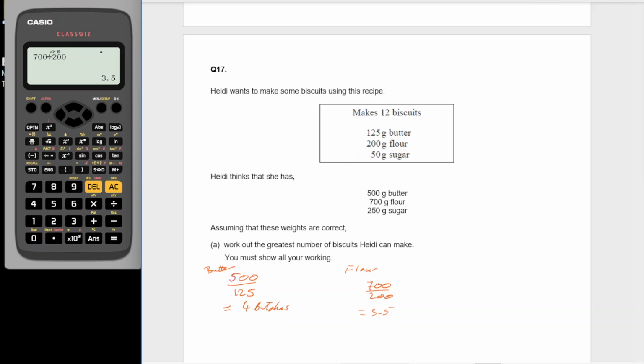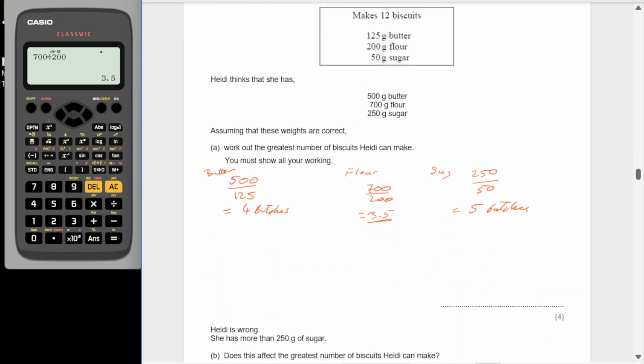And then finally, if we look at sugar, she's got 500 grams and she needs 50 grams. No, sorry, she's got 250 grams. And she needs 50 grams for each batch, so she's got enough for 5 batches. So the limiting factor here is flour. She's only got enough flour to make 3.5 batches, so that is the amount that she can make. So 3.5 batches, and there are 12 biscuits in each batch. So 3.5 times by 12 gives us 42. So she's got enough ingredients to make 42 biscuits.